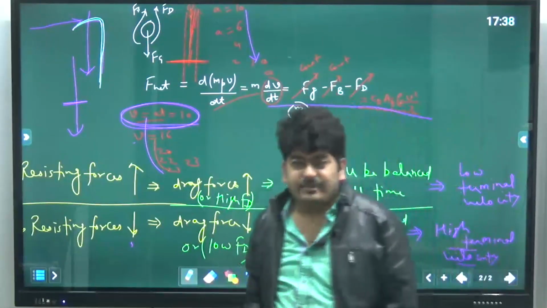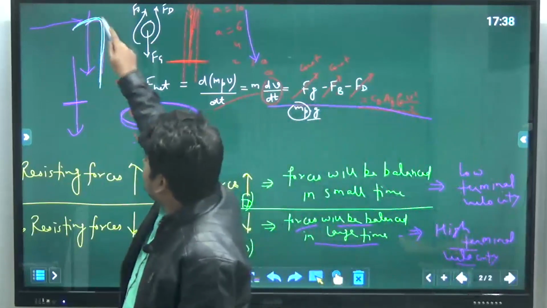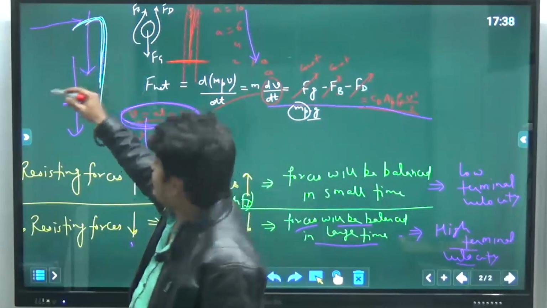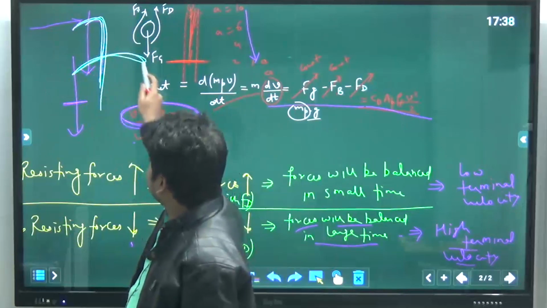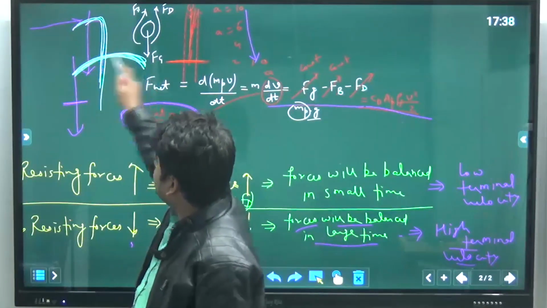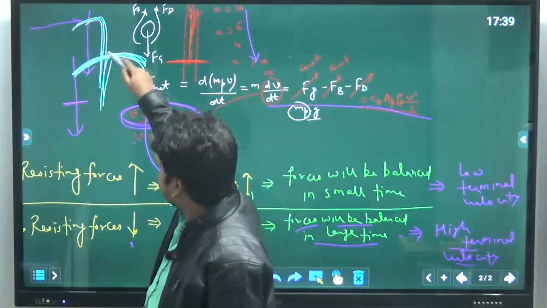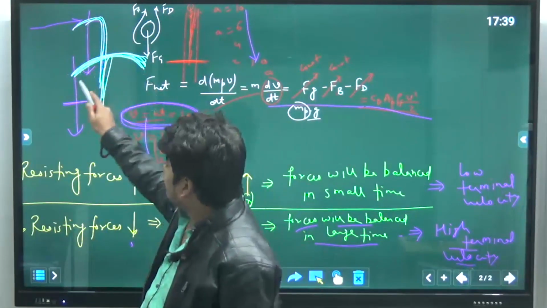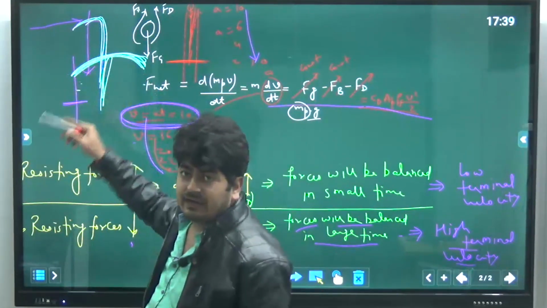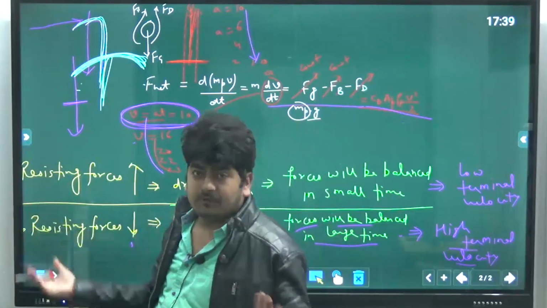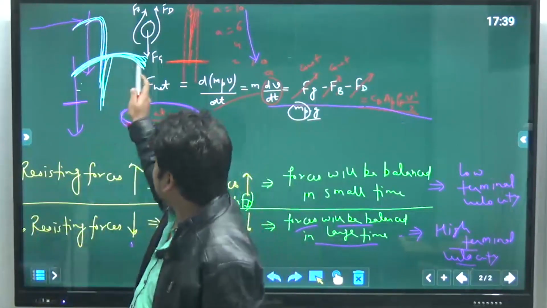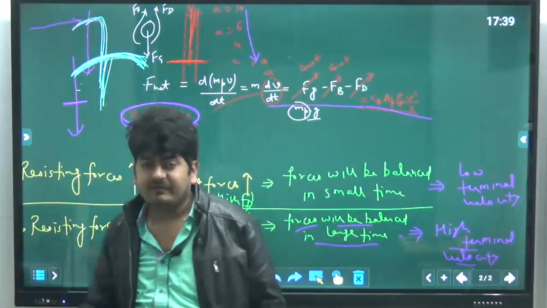He is carrying his parachute. He is falling, and at a suitable height, he opens his parachute. And when the parachute opens, what will happen? You can see, this is the person, this is the parachute. The relative projected area increases. Because of the parachute, the relative projected area will increase.